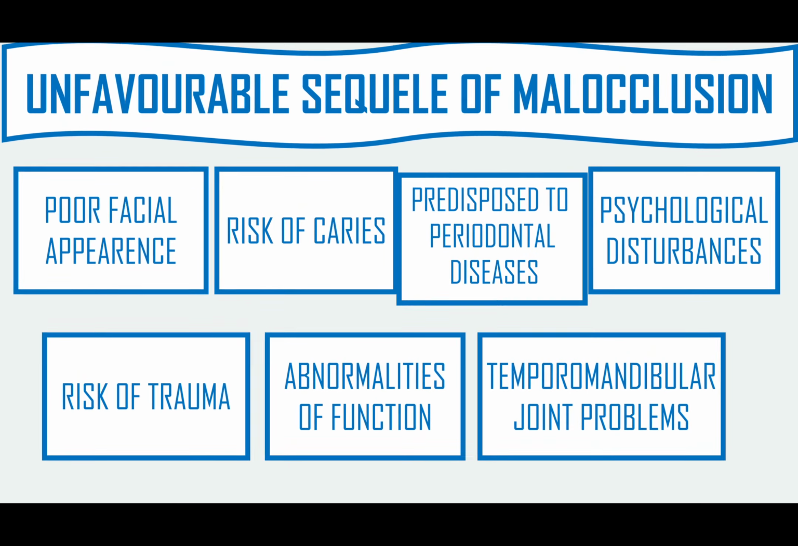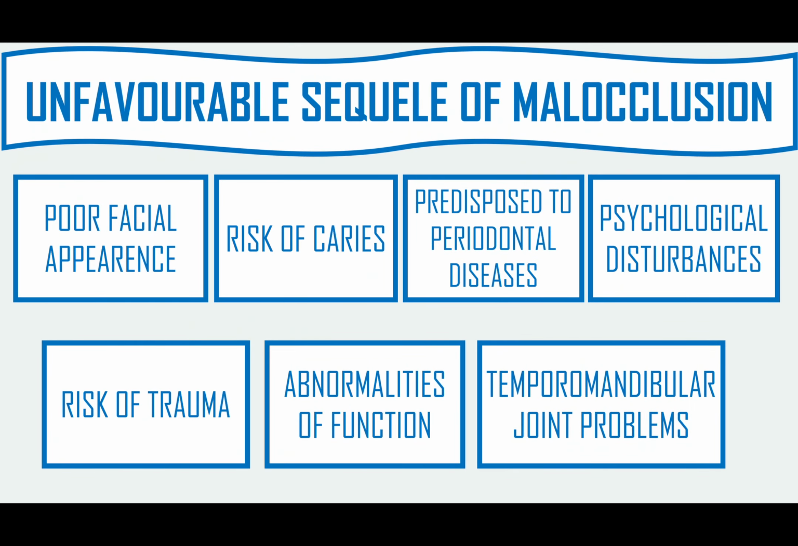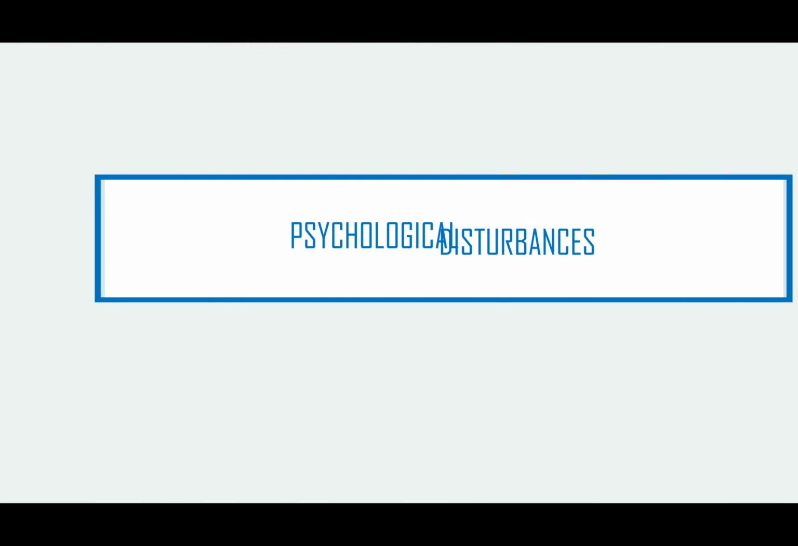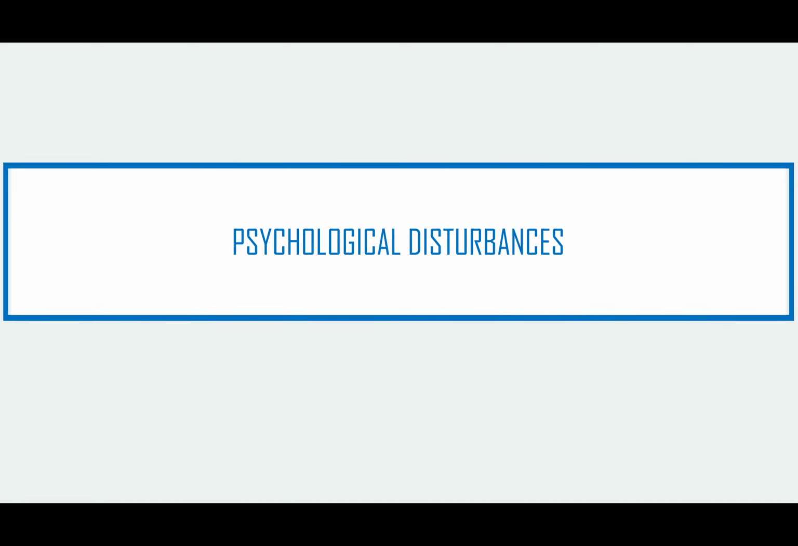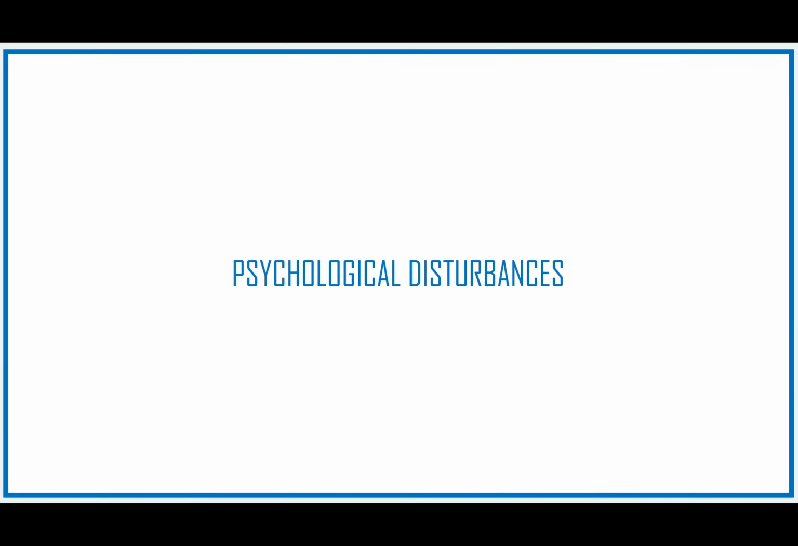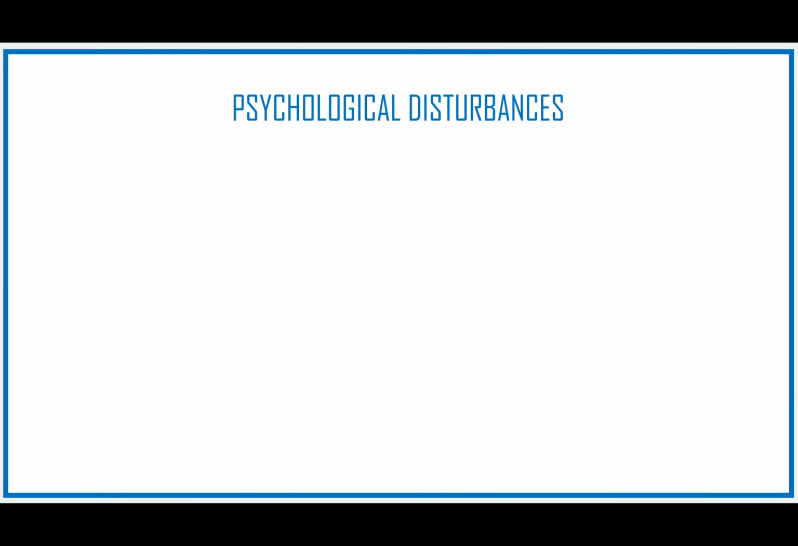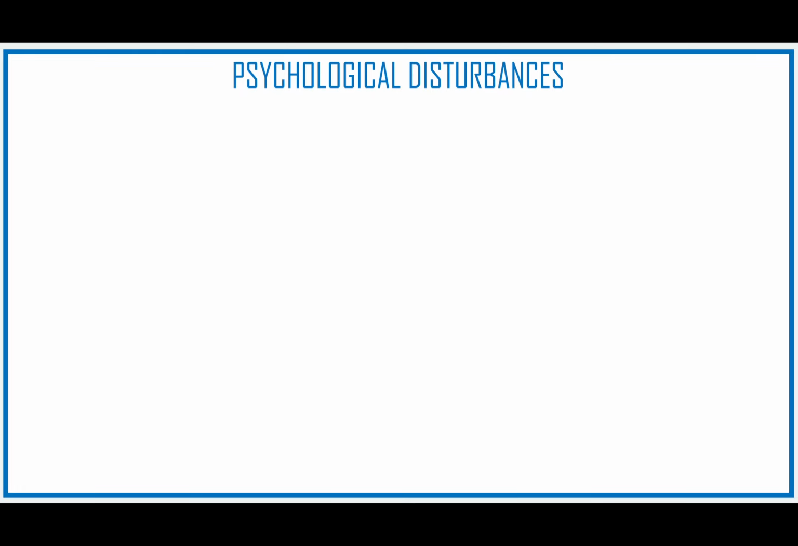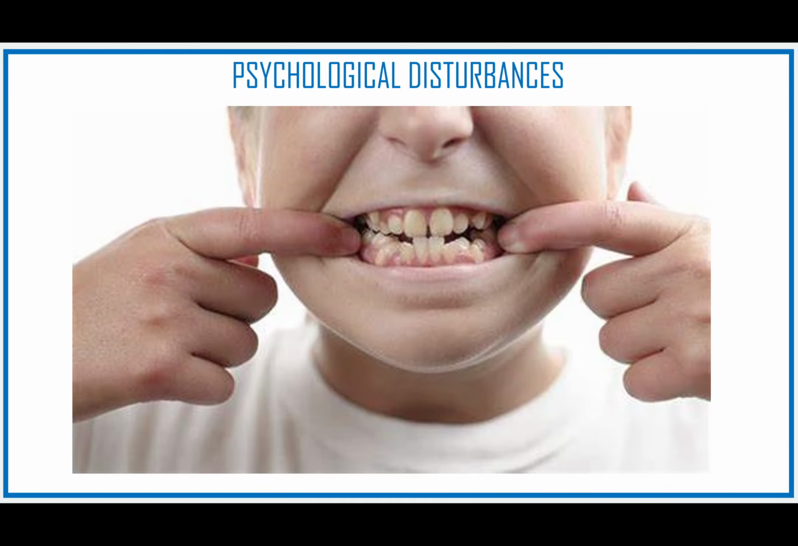Going towards the next or fourth unfavorable quality of malocclusion, that is psychological disturbance. Malocclusion that adversely affects the appearance of a person can lead to psychological disturbance. Unsightly appearance of teeth makes a person highly self-conscious and turns him into an introvert. Thus, treatment of malocclusion in such patients helps in improving the mental well-being and confidence.